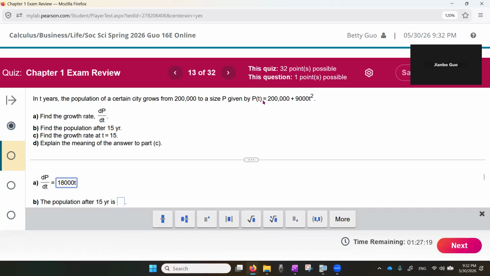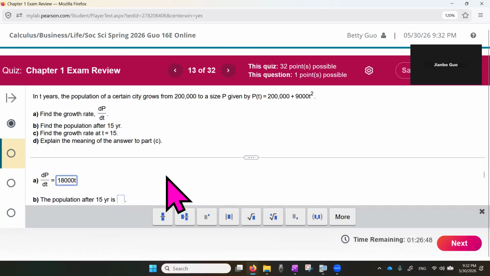Double check. So we're going to take the derivative of the function with respect to t, the independent variable. This part is 0. And this part, 9,000 is going to stay as the coefficient. The derivative of t squared is 2t, because you move 2 in front, and 2 minus 1 is 1, so 2t. And 9,000 times 2t is 18,000 t. So that's the derivative. Okay, that's the rate of change of the population at a time t.